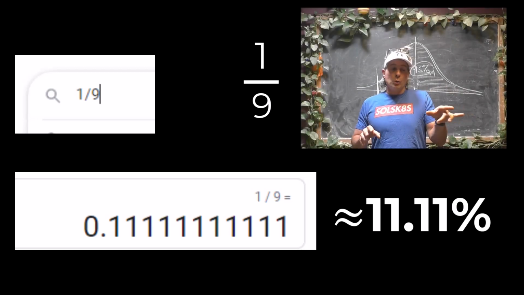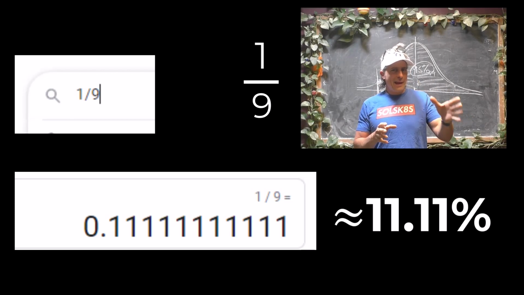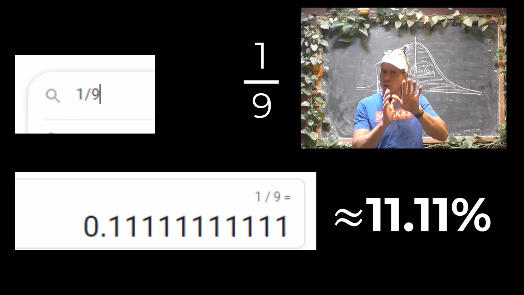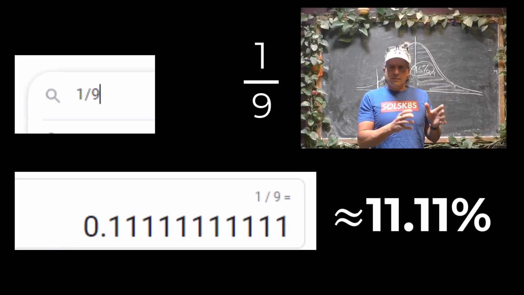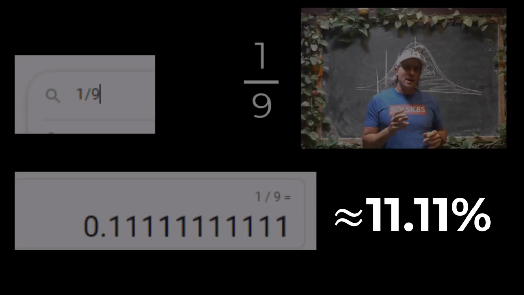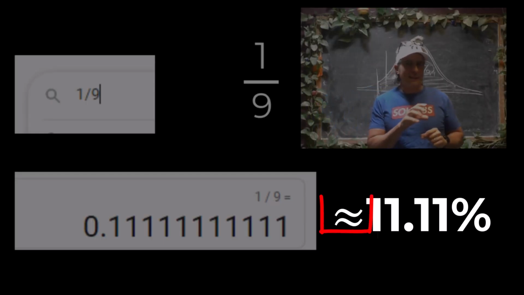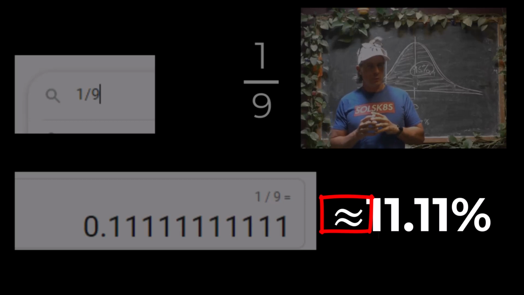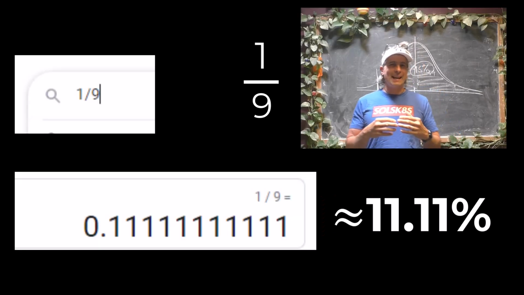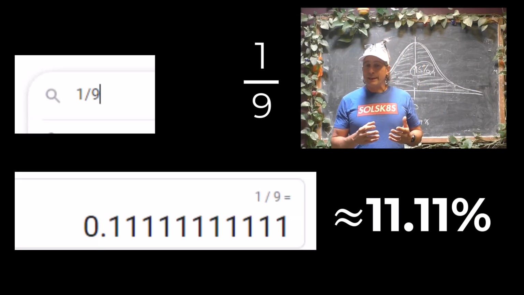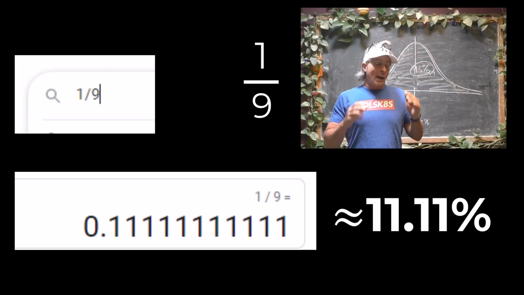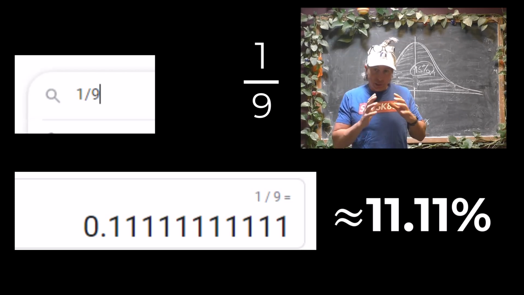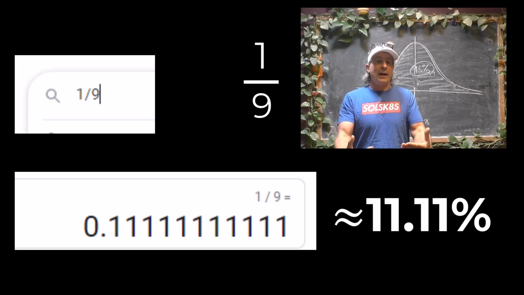Okay, friends, so you may have noticed I said that the decimal version of 1 divided by 9 is 0.11111 going on forever. And then I wrote the percentage as 11.11%. Now you may have also noticed a little squiggly equals sign that I added there. That means approximately equal to. A fraction like 1/9 does not have an exact decimal answer. It's called a non-terminating repeating decimal. You don't have to know that. So at some point you're going to have to truncate it. You're going to have to shorten it to give your final answer.